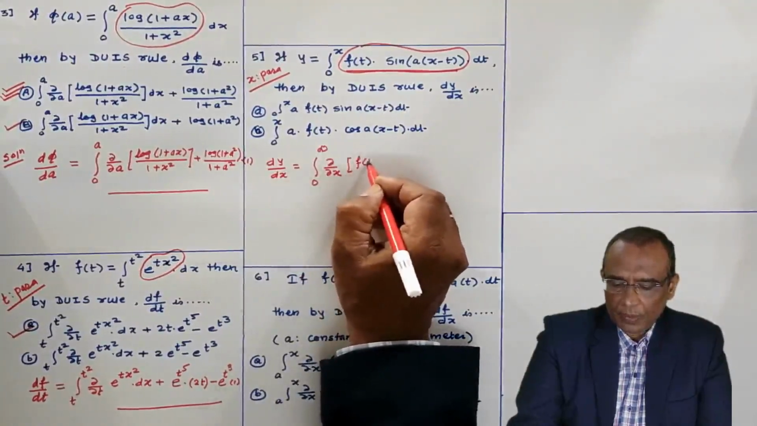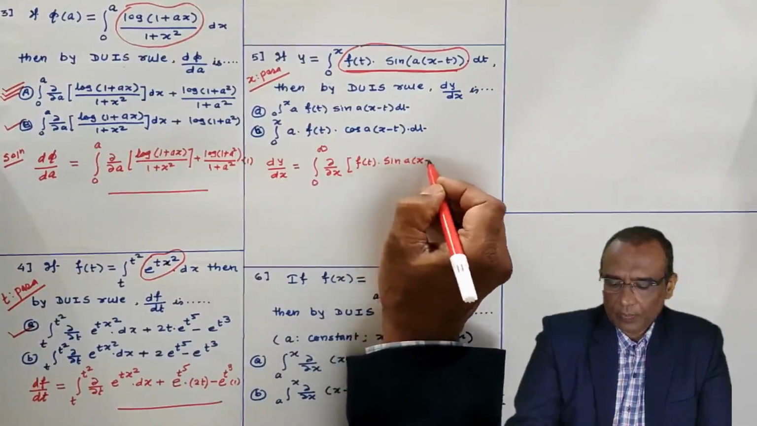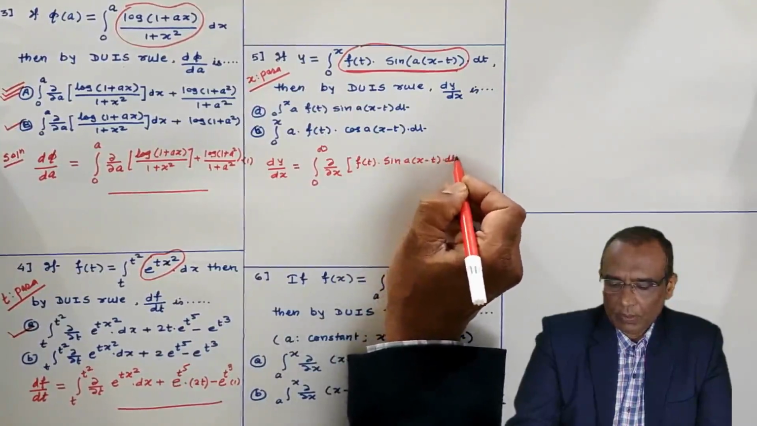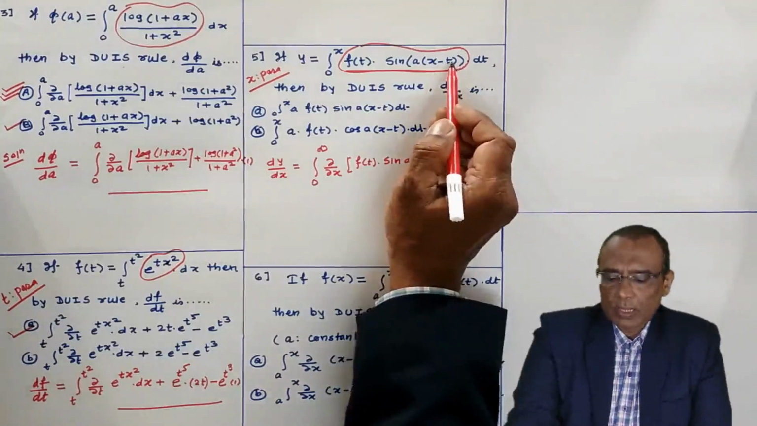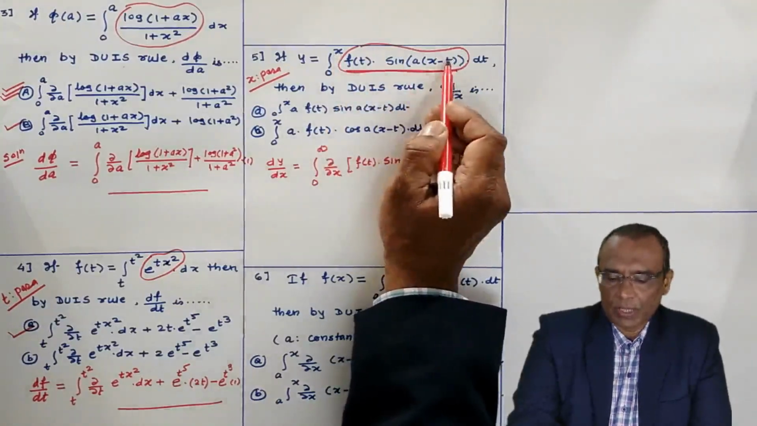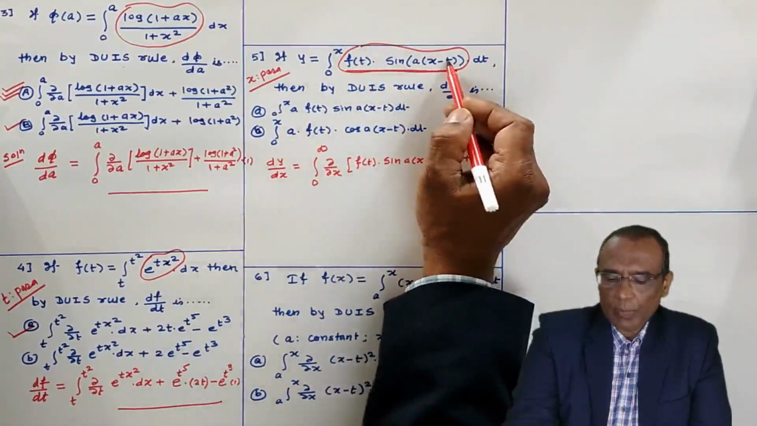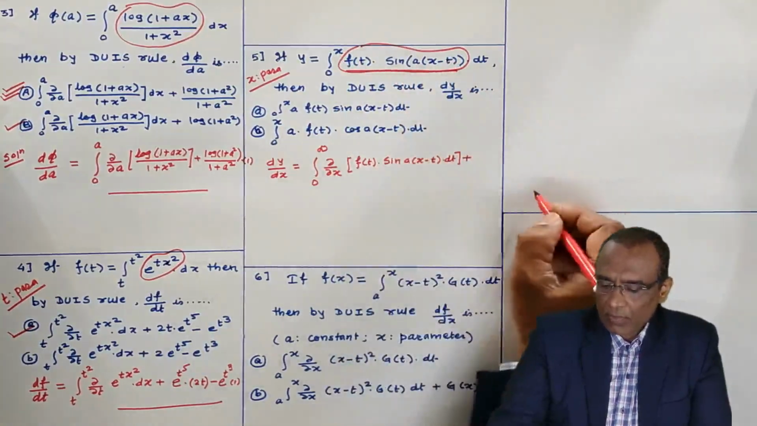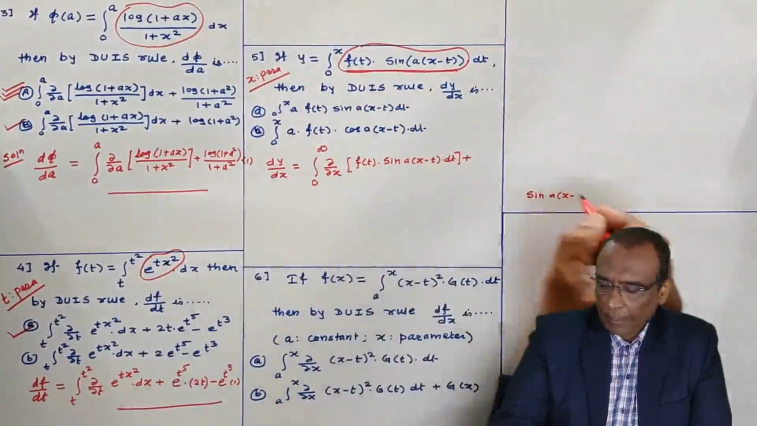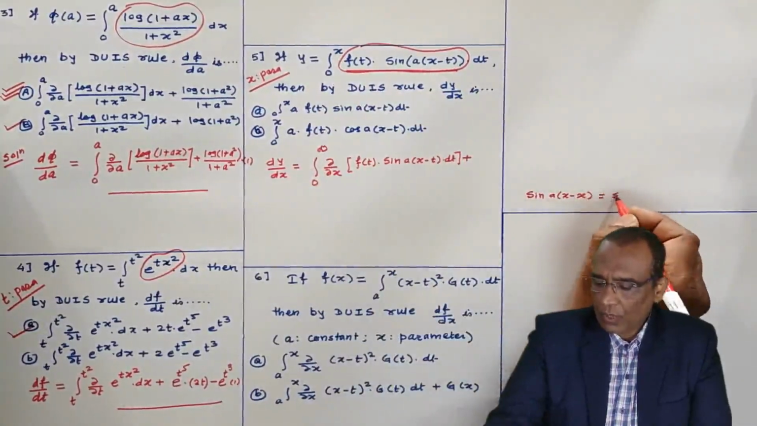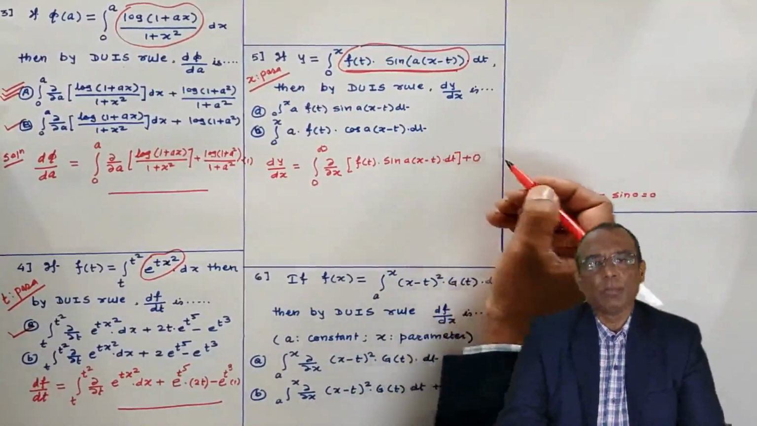f(t) sin(ax minus t) plus the second term now. Put t equal to x now. T is the variable of integration and x is the parameter. Put t equal to the upper limit. If you put t equal to x, then it will be sine of 0, and sine 0 will be 0. This means the second term is going to become 0.